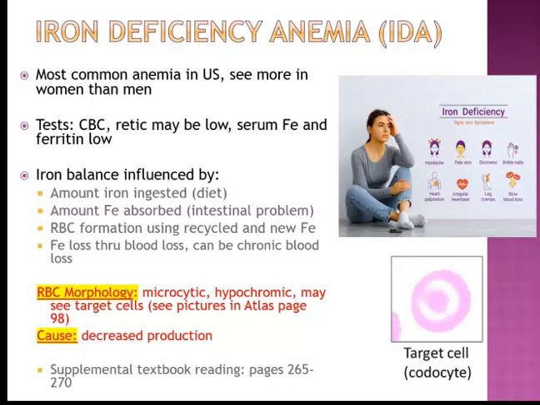So let's talk about what a target cell looks like. This is what you would see under the microscope for a target cell. And it's referred to as a target cell because it almost looks like a bullseye. Your red blood cell is going to have this center, what's referred to as the bullseye, and then it's going to have a ring, which would be part of the central pallor, and then it's going to have this outside darker ring. Also, target cells are referred to as codocytes. So those two terms are used interchangeably, a target cell and a codocyte.